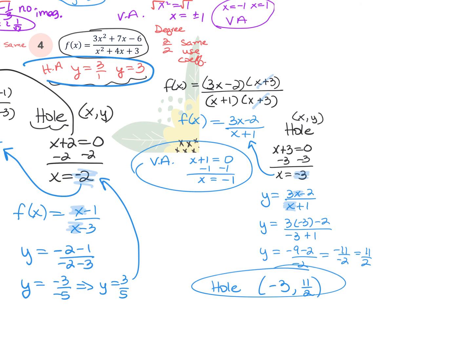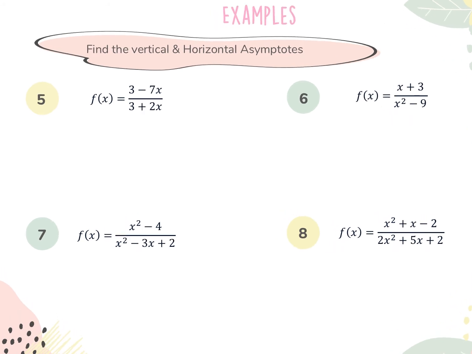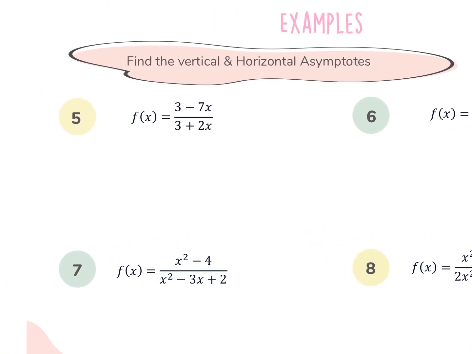Let's try 4 more examples doing exactly the same thing. And that would conclude the notes on 4.1. Okay, so let's do all the horizontals first. For the horizontal, we look at the degree. Remember to fix it and make sure that it's in standard form. So if I fix this, it's going to end up being -7x plus 3 over 2x plus 3.